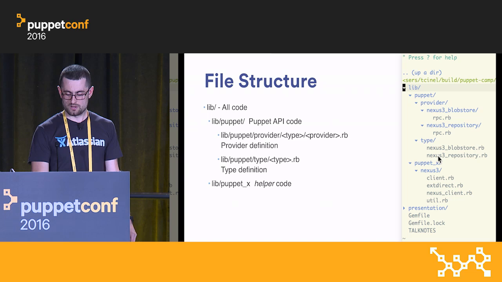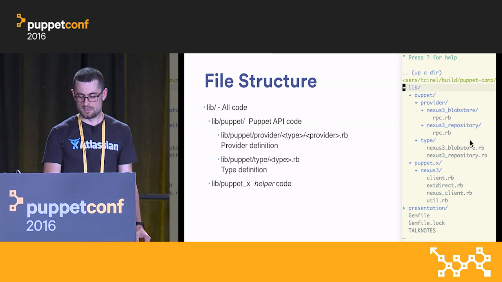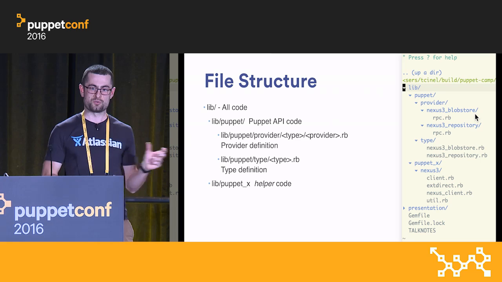So the naming is actually quite important. Puppet's a bit pedantic about naming. The names of the types need to be the names of these directories here. And inside the files, inside the source, the names need to match those as well. So everything sort of has to line up for it to work.